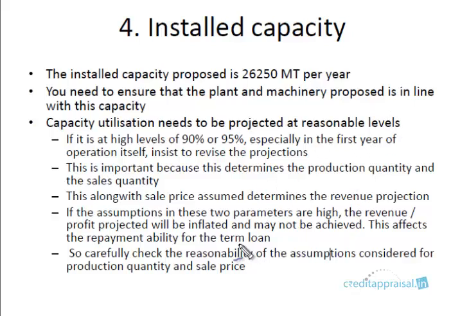So in the projections, at least make it a point, in the initial years at least, not to go for a very high capacity utilization. Start with around 70, 75, 80, right? And then you can slowly build up in the coming years, okay?